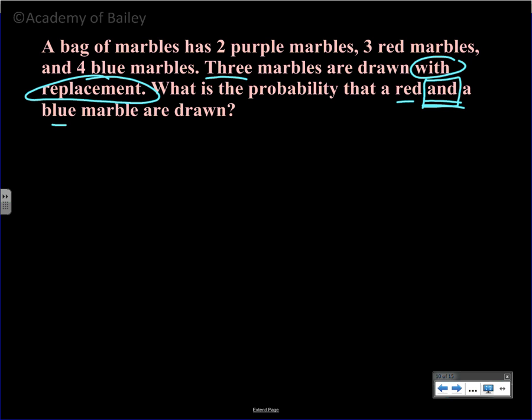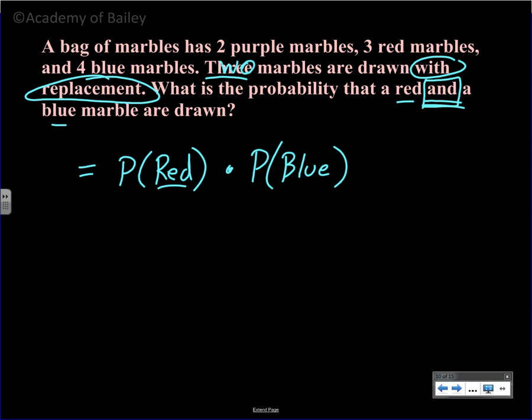So therefore, let's go ahead and change the problem to say two marbles. And that still doesn't change any of our thought process up to this point. So two marbles are drawn with replacement. What is the probability that a red and a blue marble are drawn? Well, since we're replacing it, it is going to be an independent event because the probability of the second event, the probability of a blue marble being chosen, is not affected by choosing a red marble first. The probability of a red marble being chosen, 3 red marbles out of how many total?